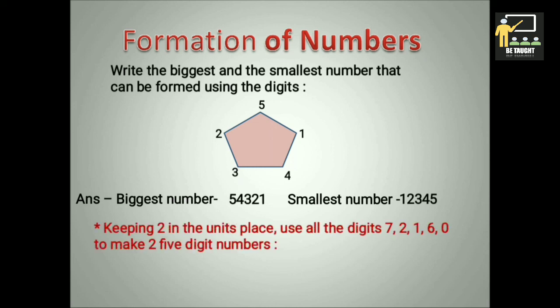Keeping 2 in the units place, use all the digits like 7, 2, 1, 6, 0 to make 2 5-digit numbers. So 2 has to be in the units place and you have to use these digits which are given to us and form 2 5-digit numbers. So it can be 71,602 and 60,172.